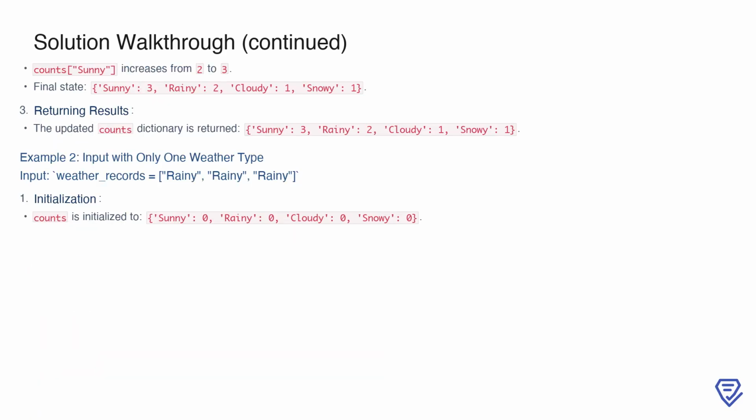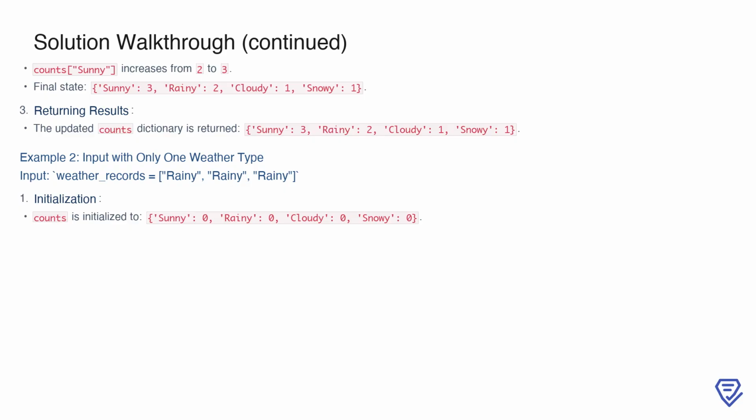The iteration concludes with the seventh and final record, which is sunny. The count for sunny is incremented one last time, going from 2 to 3. This brings the final state of the counts dictionary to sunny 3, rainy 2, cloudy 1, snowy 1. After processing all the records, the method returns this dictionary as the result, providing the frequency of each weather type in the input array. This structured breakdown makes it easy to understand how often each type of weather occurred.